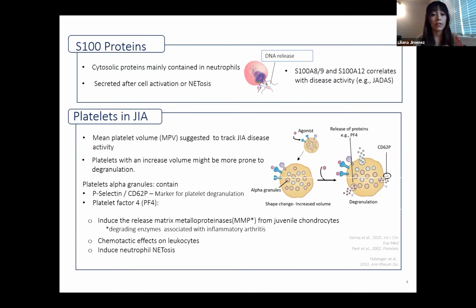PF4 is one of the most abundant proteins contained in the platelet and has been suggested to have a role in chronic inflammatory diseases by inducing the release of matrix metalloproteinases from juvenile chondrocytes. These enzymes have been associated with collagen and tissue degradation in inflammatory arthritis. PF4 has also shown chemotaxis effects in neutrophils and monocytes, which can enhance the pro-inflammatory response. Studies show that PF4 can also induce NETosis, suggesting a possible release of S100 proteins, as I mentioned in the beginning of the slide, after PF4 stimulation. So next, please.